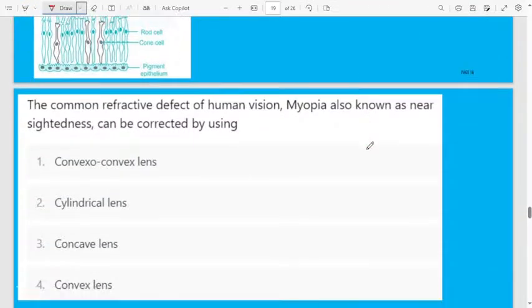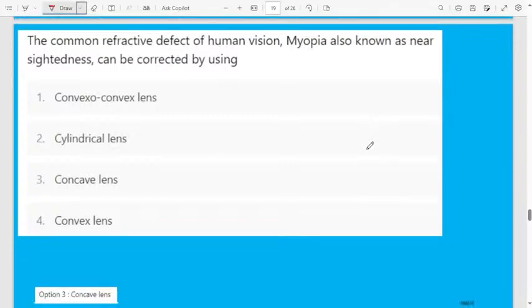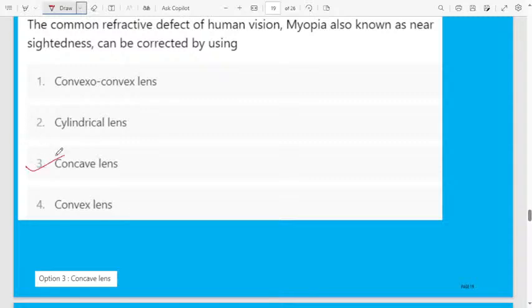Next, the common refractive defect of human vision, myopia, also known as nearsightedness, can be corrected by using, easy question, the answer will be concave lens.